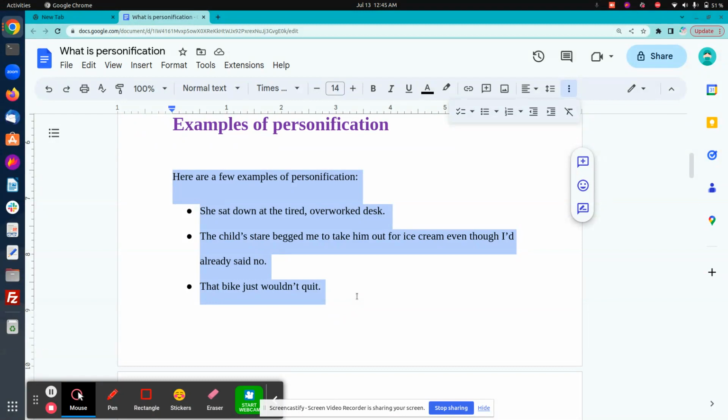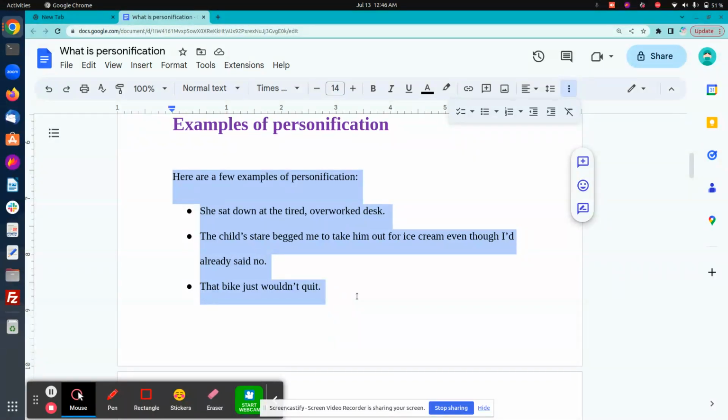So what they're doing is giving a vivid description to a desk, that the desk is extremely tired and overworked. Being tired and overworked is a human trait. Now we have another example. The child's stare begged me to take him out for ice cream even though I'd already said no. Staring is a non-human thing, a concept, and begging is again a human trait.